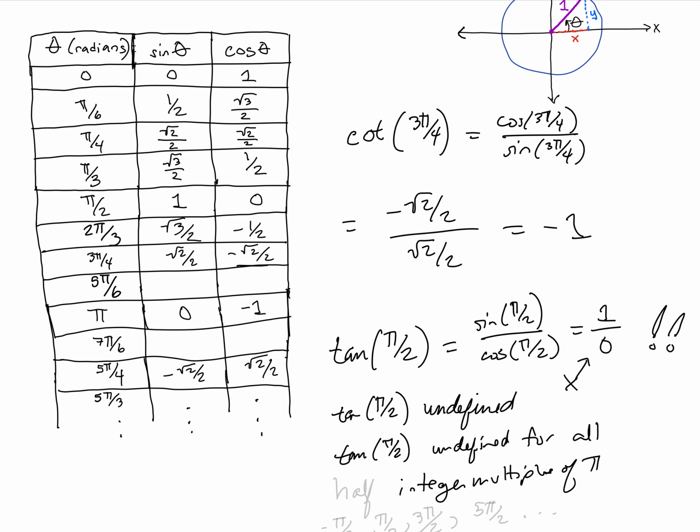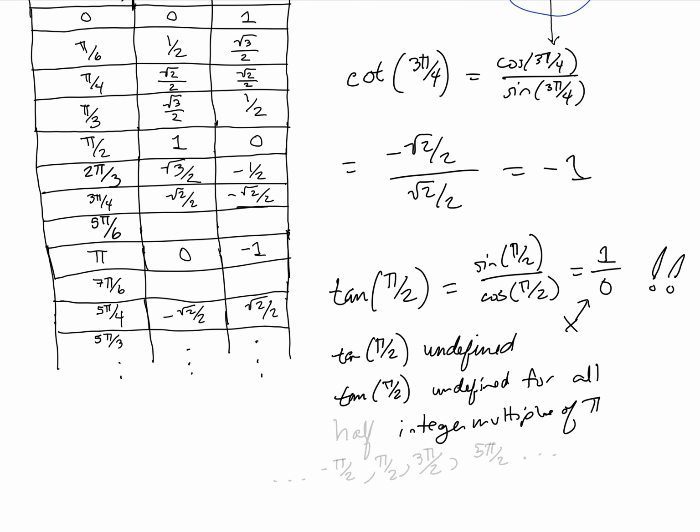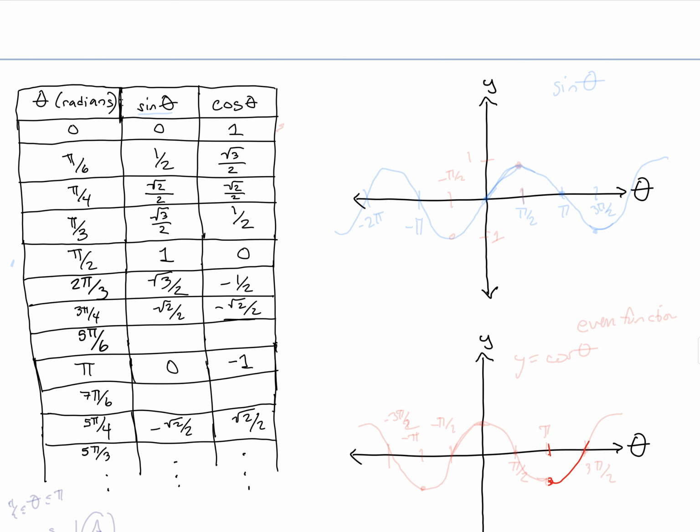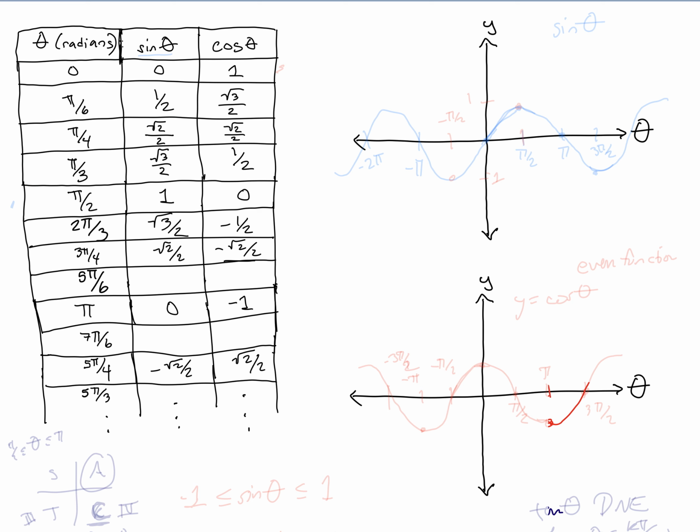All places where cosine is 0, and that happens at half integer multiples of pi. So odd multiples of pi over 2: 3 pi over 2, pi over 2, 5 pi over 2, negative pi over 2, and so on forever and ever. Let's finish up just by talking about the graphs for sine, cosine, and tangent of theta.